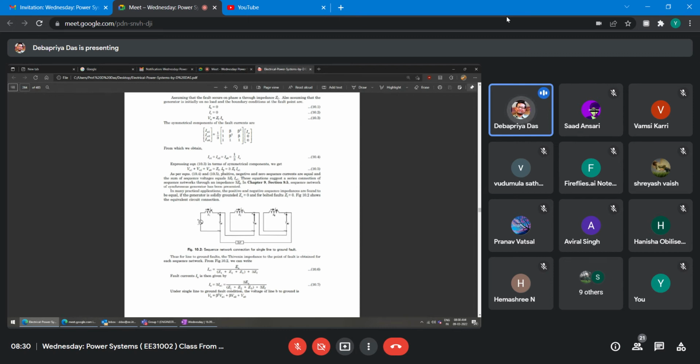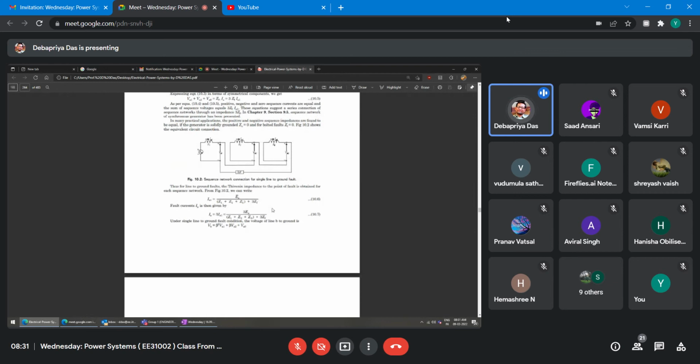So looking at this equation, you have to draw the complete sequence network connection for single line to ground fault, right? So this is how things are connected. First you have to draw the positive sequence, then the negative sequence, then the zero sequence. These three are known to you; previously, you have seen them. But looking at this equation, you have to connect them such that this equation is valid for this fault study. So accordingly, it is connected. So this is the sequence network connection for single line to ground fault, right?